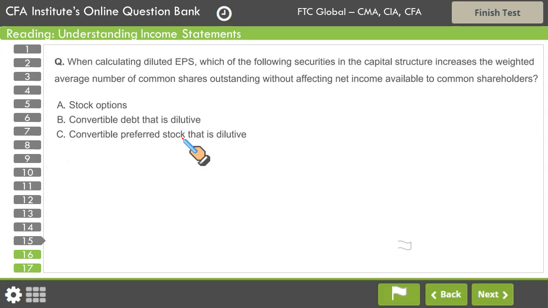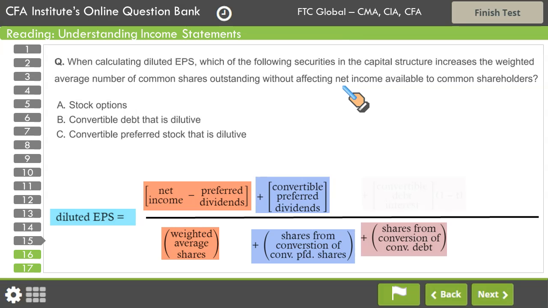When calculating diluted EPS, which of the following securities in the capital structure increases the weighted average number of common shares outstanding without affecting net income available to the common shareholders? Now, this is the formula. When you make an adjustment for convertible preferred stock, you need to add back preferred stock dividend. So, an adjustment is needed in the numerator as well as in the denominator.